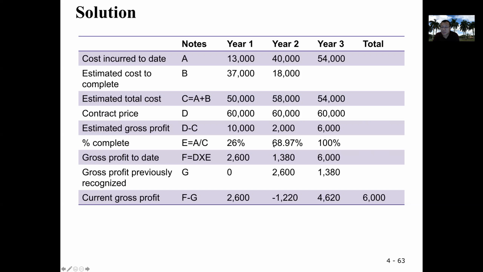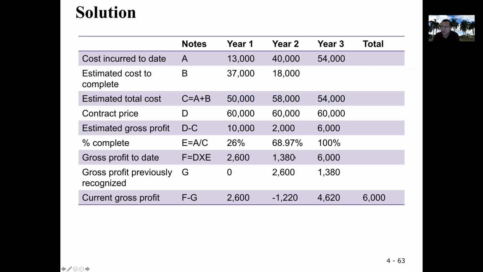The gross profit to date: the estimated total gross profit is 2,000, and the percentage of completion is 68.97%. So these two together, you get 1,380. That's the amount of total gross profit you should recognize by the end of year 2. However, for the first year, you have already recognized 2,600. That's already more than what you should have recognized up to the end of year 2.